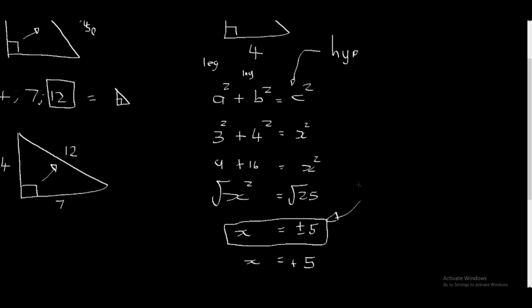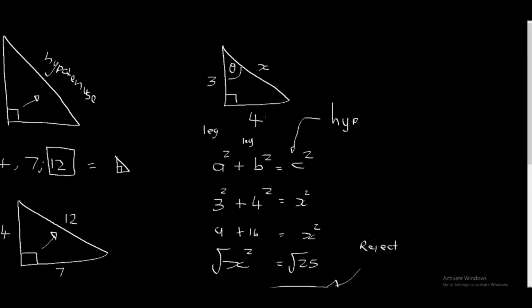Why not negative 5? Because I'm going to reject the negative value, because it would be impossible for my hypotenuse to have a negative length. If I say, hey, I want a building that has a negative 5 meter diagonal, it makes absolutely no sense. Okay.